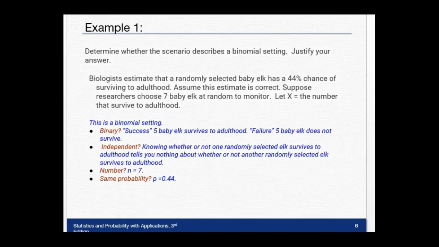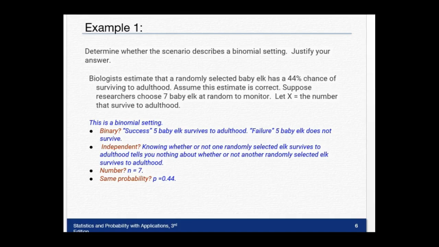All right, so first type of question you're going to encounter. Determine whether the scenario describes a binomial setting. Justify your answer. So here's the scenario. Biologists estimate that a randomly selected baby elk has a 44% chance of surviving to adulthood. Assume this estimate is correct. Suppose that researchers choose 7 baby elk at random to monitor. Let X equal the number that survive to adulthood.